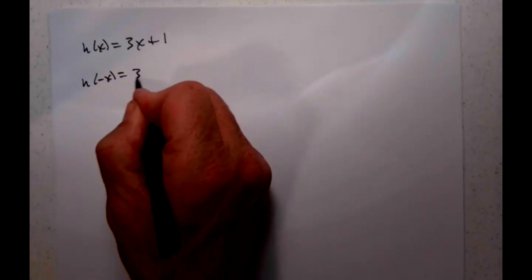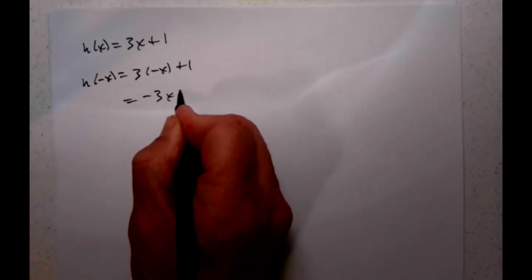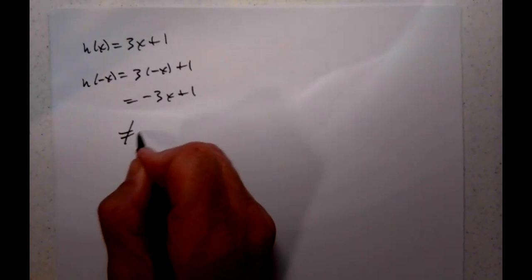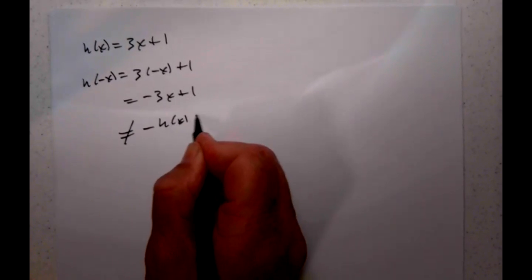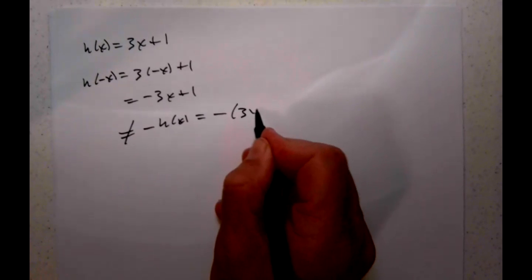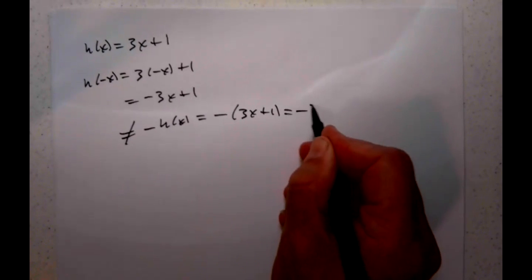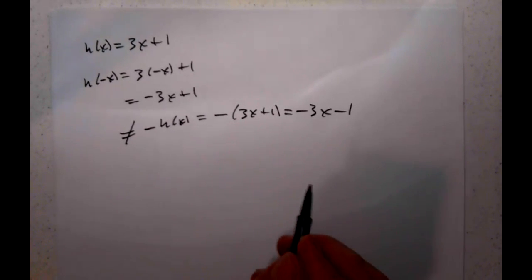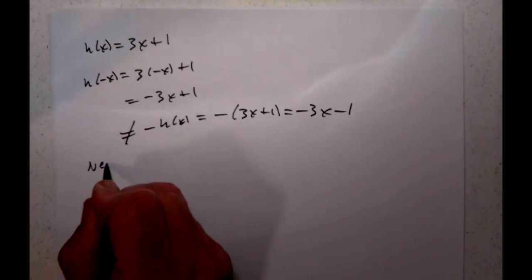How do we prove that? We look at h of negative x, which is 3 times negative x plus 1, which is negative 3x plus 1, which is not the opposite of h of x, which would be the negative of 3x plus 1, which would be negative 3x minus 1. So this is neither even nor odd.